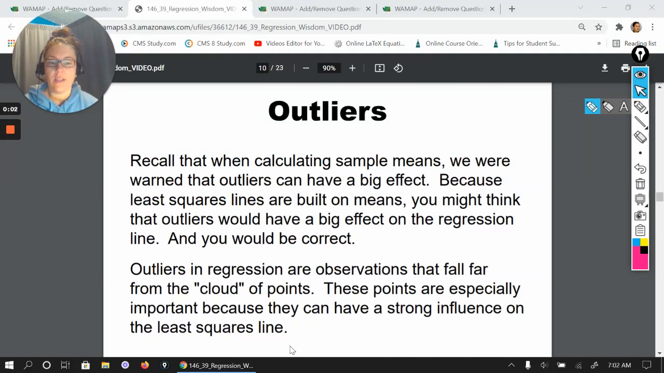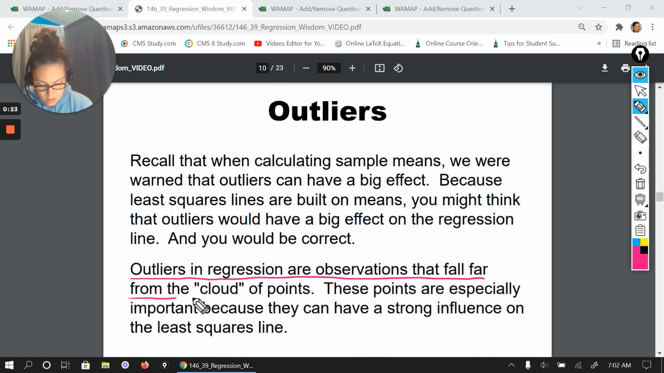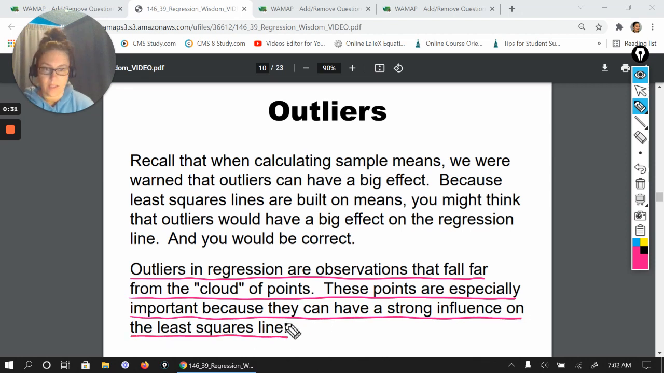Recall that when calculating sample means, we were warned that outliers can have a big effect. Because least squares lines are built on means, you might think that outliers would have a big effect on the regression line, and you would be correct. Outliers in regression are observations that fall far from the cloud of points. These points are especially important because they can have a strong influence on the least squares line.